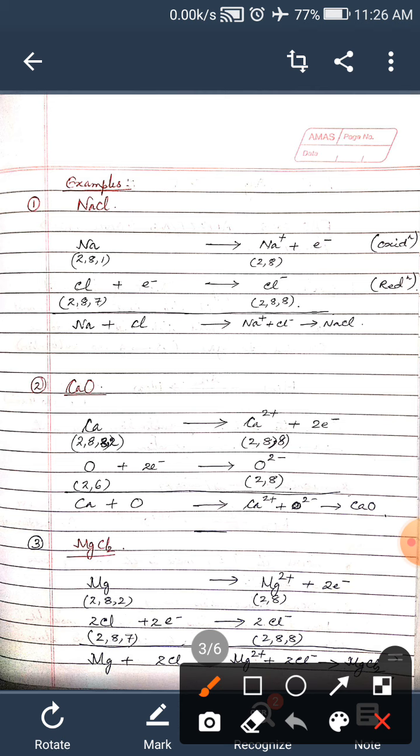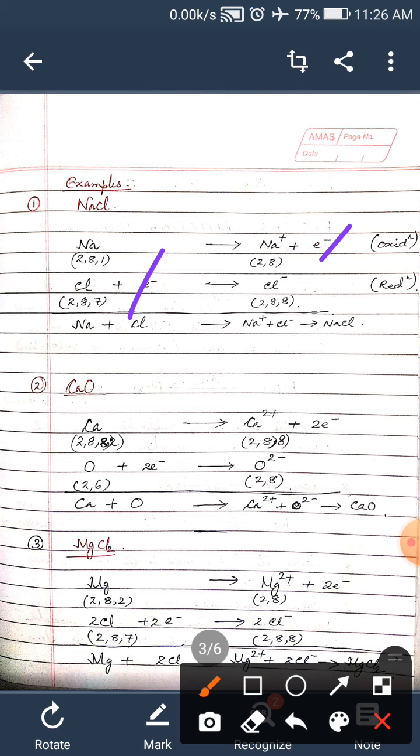So when we add up the two steps, electron and electron get cancelled and we have Na plus Cl giving you Na+ Cl-, which in turn forms NaCl by force of electrostatic force of attraction. Next we move to calcium oxide.